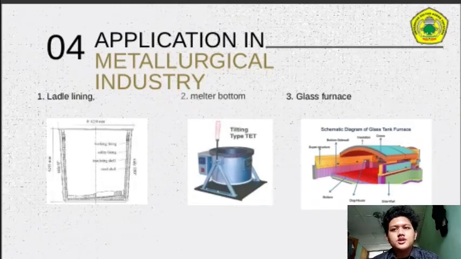The next is the application in the metallurgical industry. The first one is that zirconia bricks are used as ladle lining. Also, zirconia bricks are used in non-ferrous metal smelting furnaces and steel furnaces. The second one is that zirconia bricks are suitable for the secondary layer of the melter bottom, and zirconia can also be used in the transition region between silica brick and magnesia brick, burners and thermocouples.